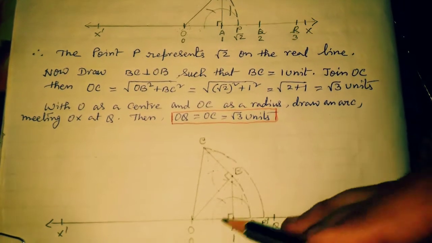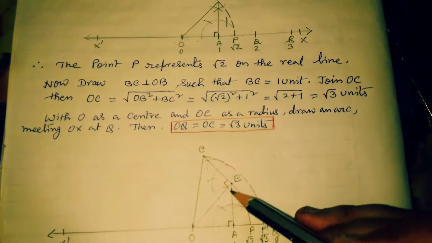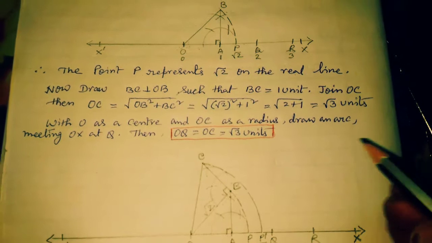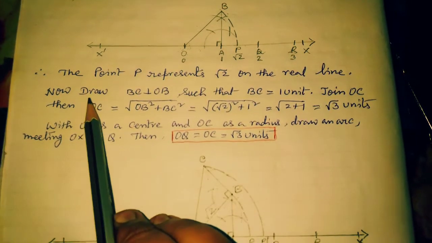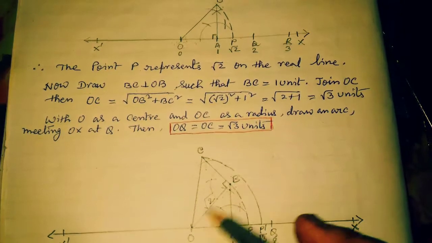We'll see here, this one we have already done in the previous part. Again, OAB, where OB is root 2. After drawing root 2, the next step will follow. The next step given is: now draw BC perpendicular to OB. This BC is perpendicular to OB.